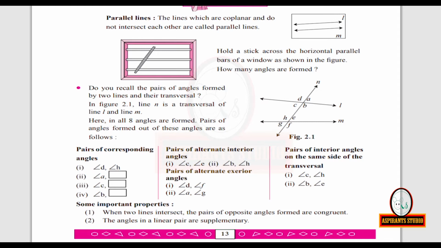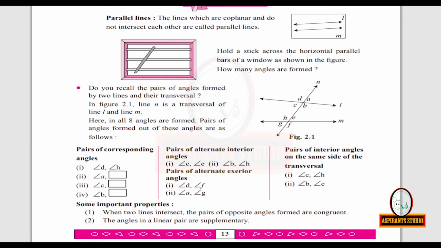Now hold a stick across the horizontal parallel bars of a window as shown in the figure. How many angles are formed? Now look at figure 2.1. You can see 8 angles formed there. Do you recall the pairs of angles formed by two lines and their transversal? In this figure, line N is the transversal of line L and line M.